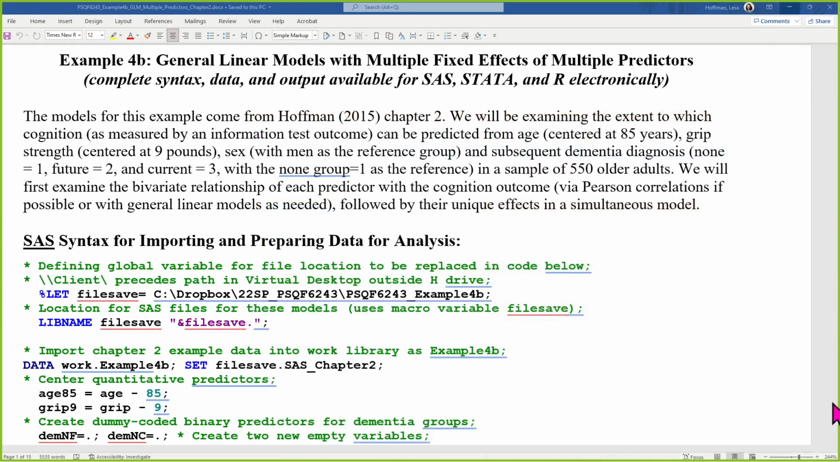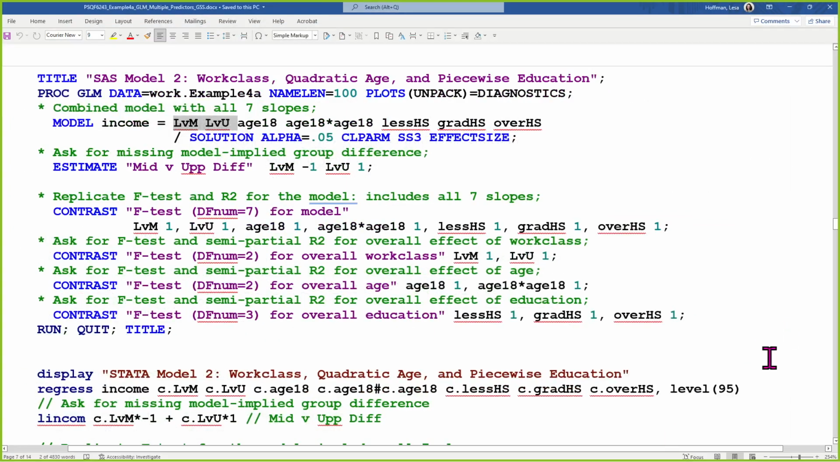So in, where to go? For A, here we are. So in this model, for instance, I'm dumping in all 7 slopes representing 3 different conceptual predictors, and I'm letting them duke it out. Okay, questions about just that as a concept?